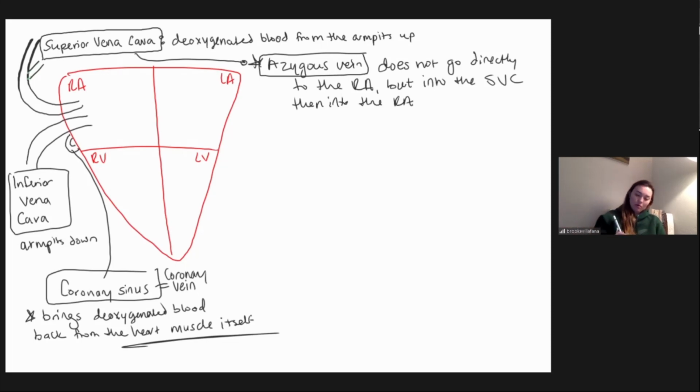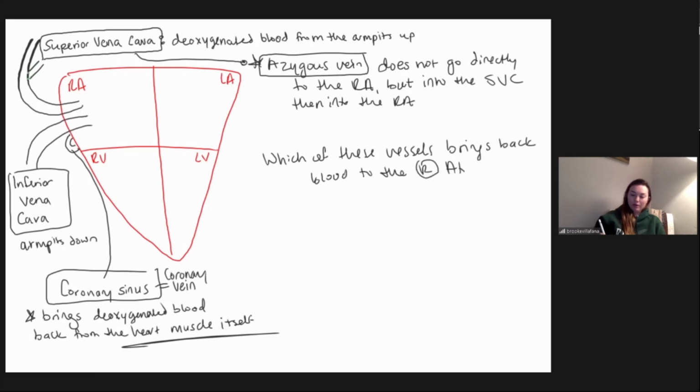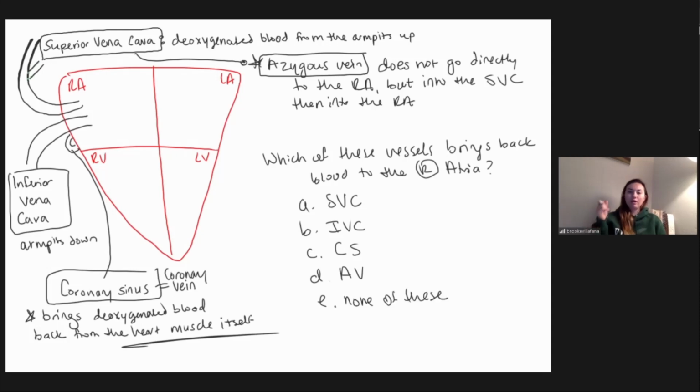Okay, so which of these vessels brings back blood to the right atria? I'm not going to write out superior vena cava and inferior vena cava. I feel like you can see it right there. So I'm just going to do abbreviations for everything we just talked about. Azygous vein is AV, coronary sinus is CS. You won't get abbreviations on the test. It's just for the sake of time that I don't want to write all those out again.